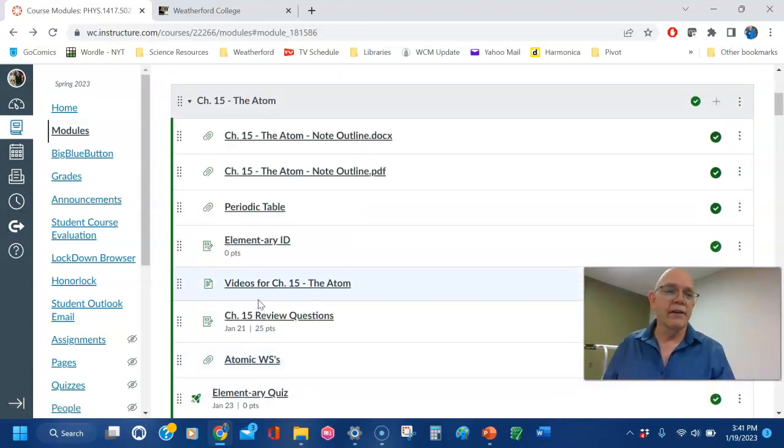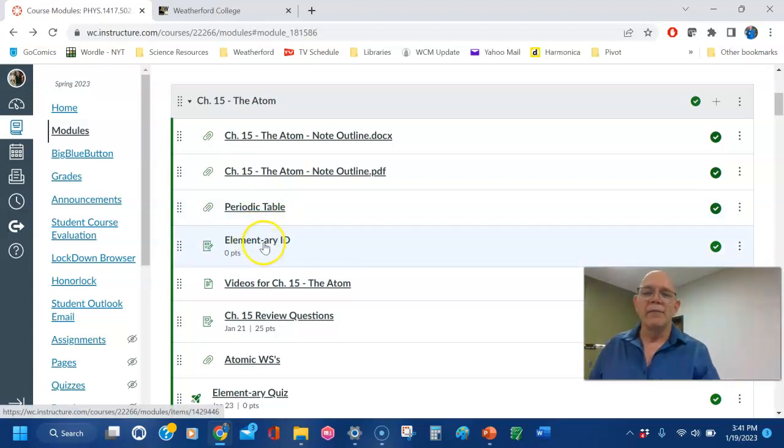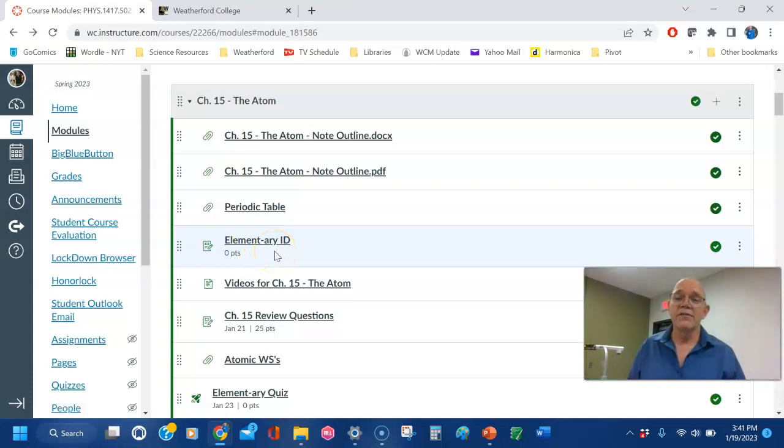Now there are some extra things on this one. I have a picture of a periodic table, in case you don't have one; there should also be one in the back of your book. Elementary ID is just a list of 27 elements and their symbols. You have to look up, I believe, the names. I think I just gave you the symbols, if I remember right. You just need to be familiar with these. I'm not going to ask you specifically, but life will be a whole lot easier if you know what these elements and their symbols are.